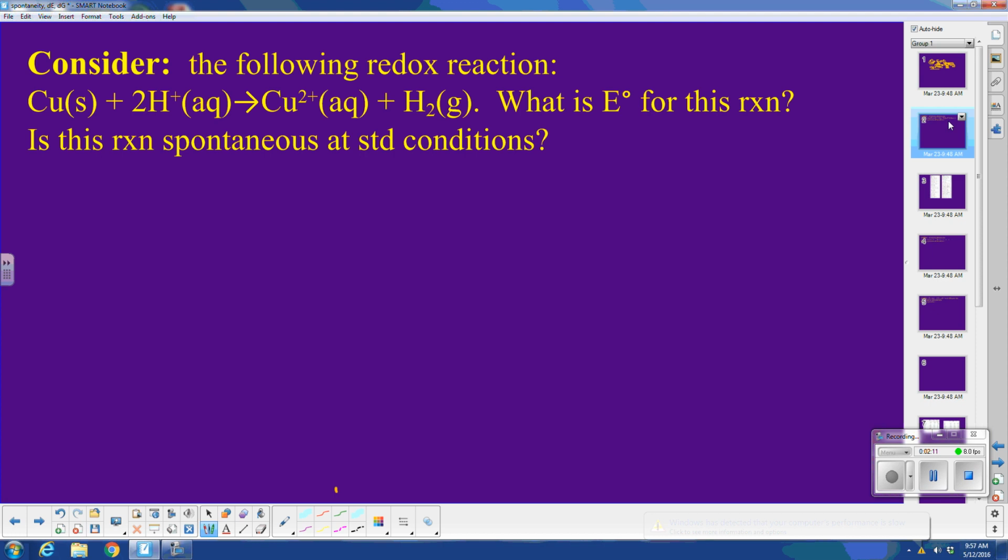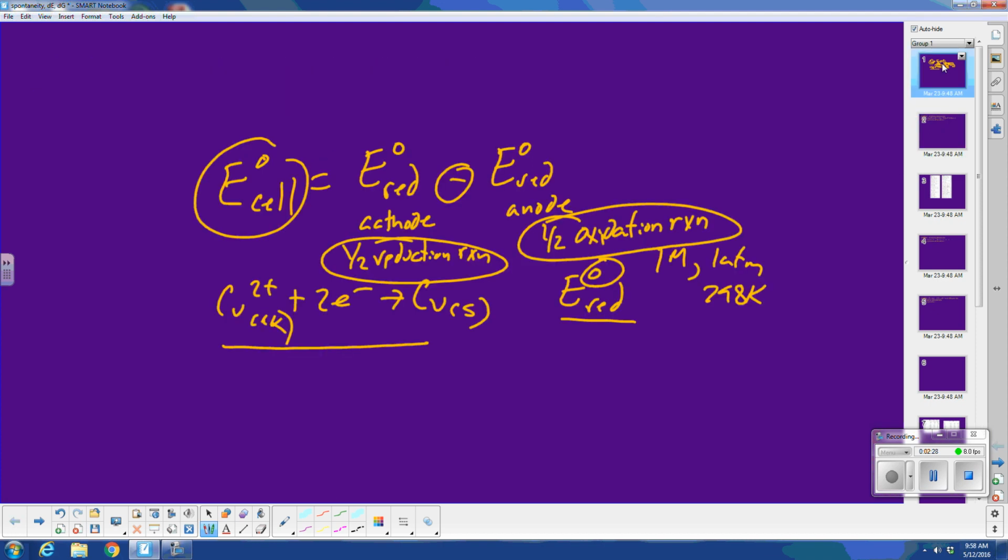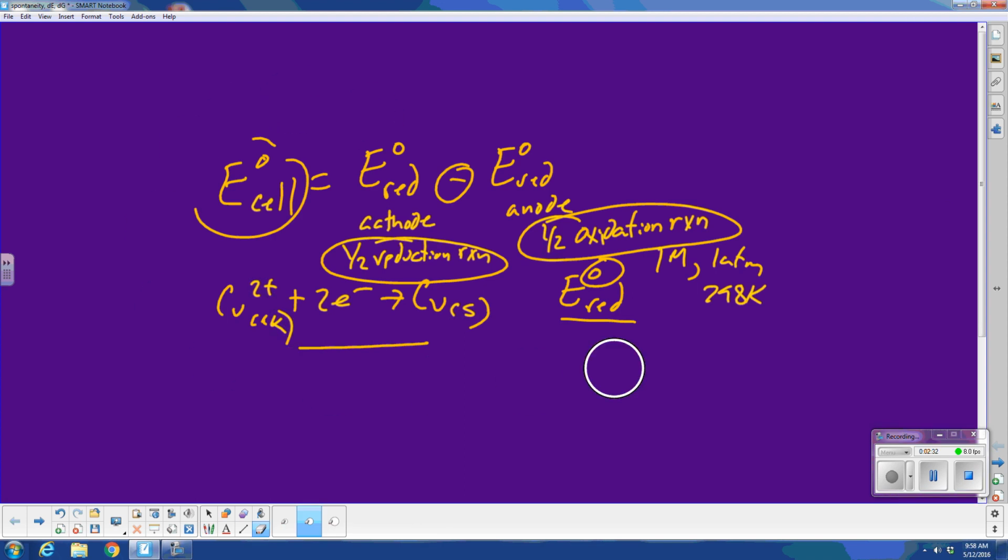So now let's take a look at this one. It says the following redox reaction, blah, blah, blah. What is the E for this reaction? Is this reaction spontaneous at standard conditions? Okay, we want to go back and revisit this idea of spontaneous. So let us go back up here, and I'm going to clean this off a bit, and we're going to start some notes, all right?